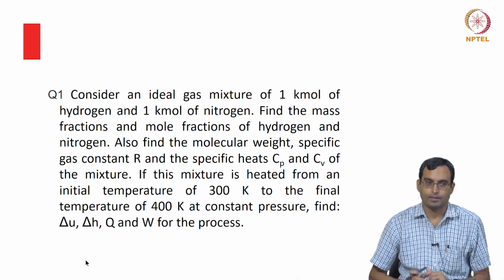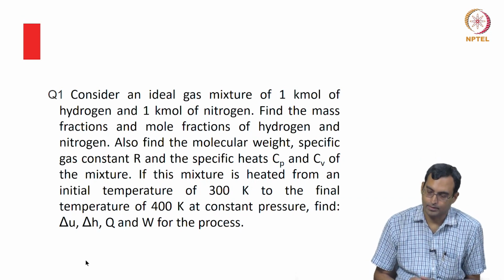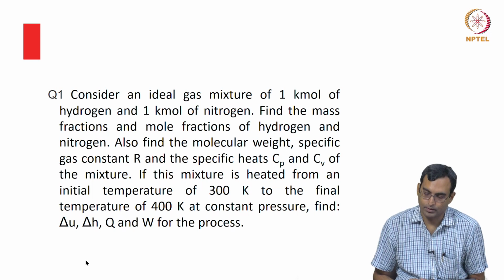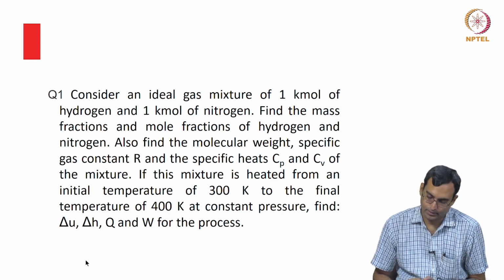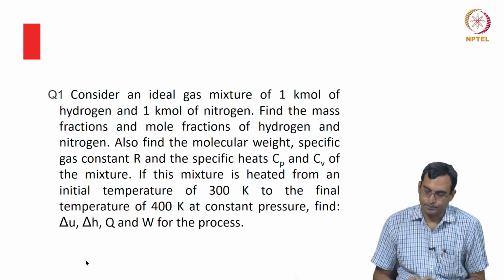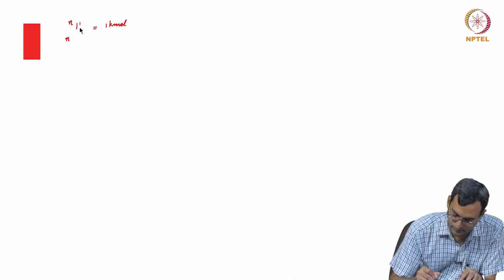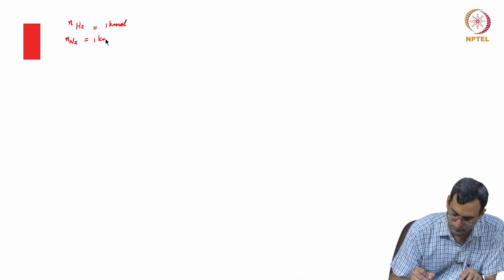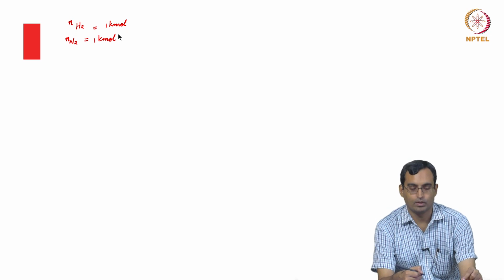I have here another problem involving a mixture of ideal gases. Let us consider an ideal gas mixture which has 1 kilomole of hydrogen and 1 kilomole of nitrogen. Find the mass fractions and mole fractions and also R and Cv and Cp. Let us write that down. What we would call an equimolar mixture, equal number of moles of hydrogen and nitrogen.